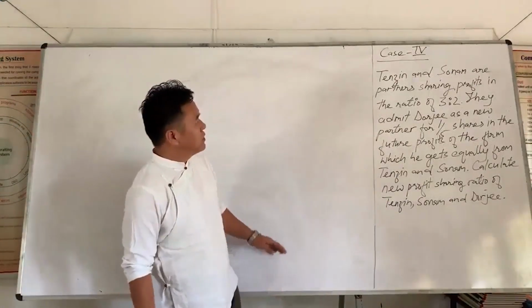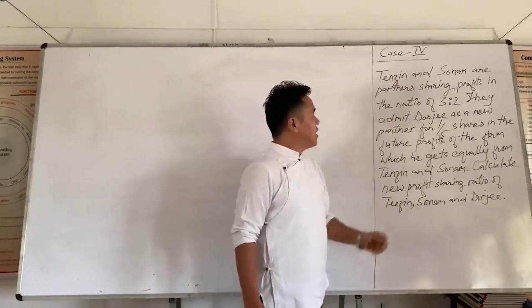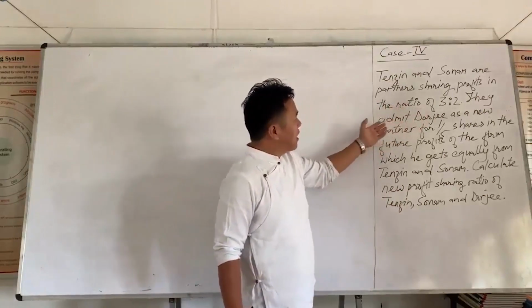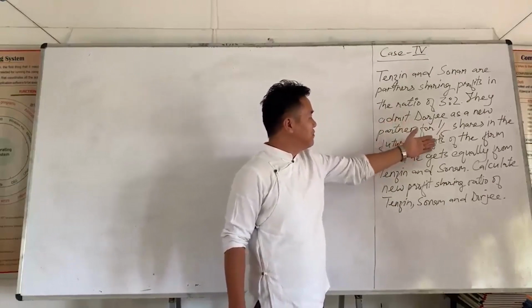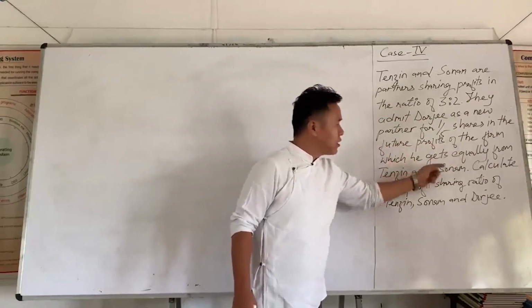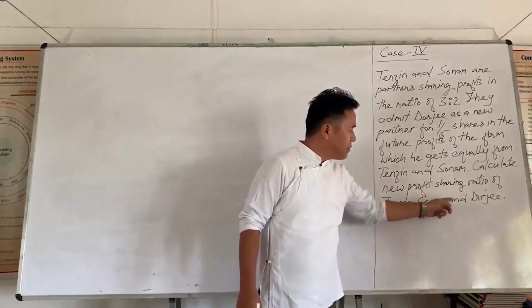Okay, now we are going to discuss case number 4. Tenzin and Sonam are partners sharing profit in the ratio of 3:2. They admit Dorje as a new partner for 1/5 share in the future profits of the firm, which he gets equally from Tenzin and Sonam. Calculate the new profit sharing ratio of Tenzin, Sonam and Dorje.